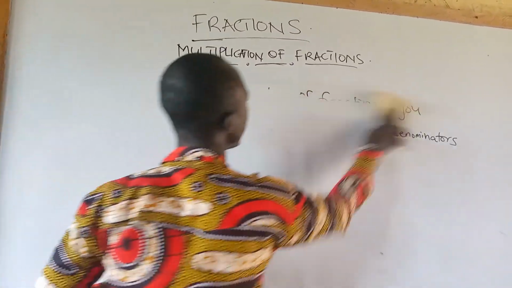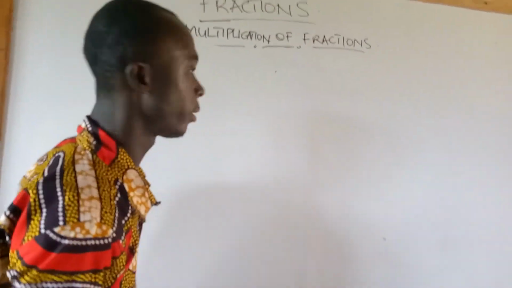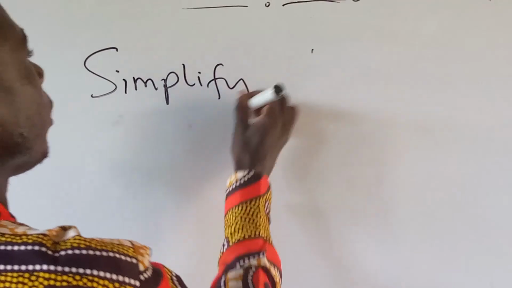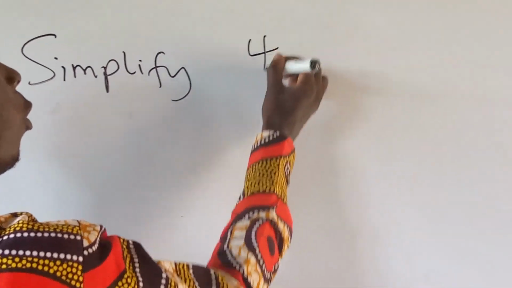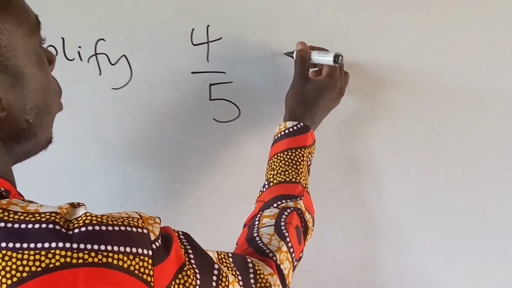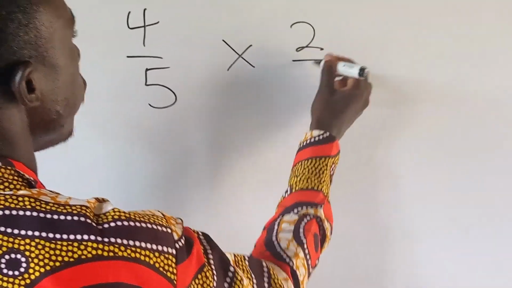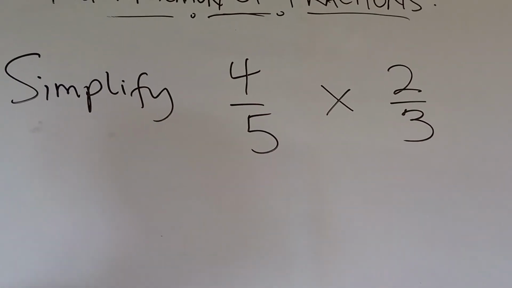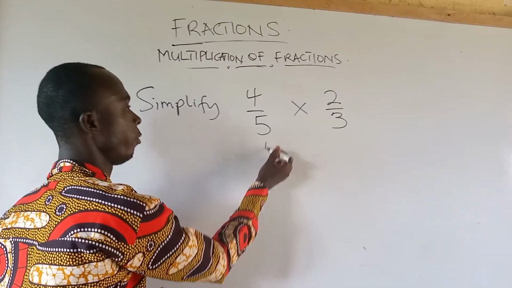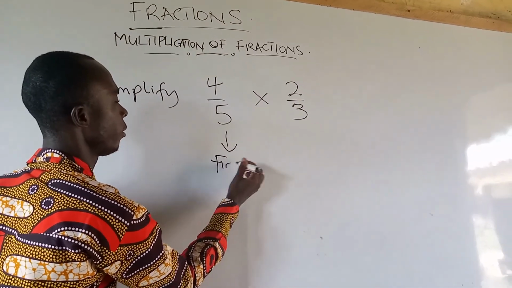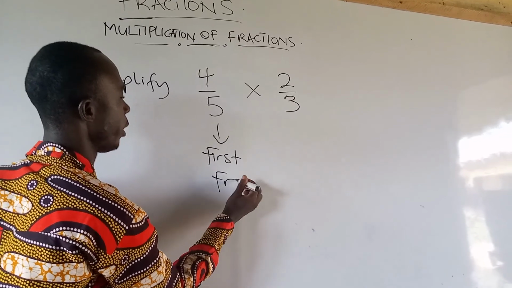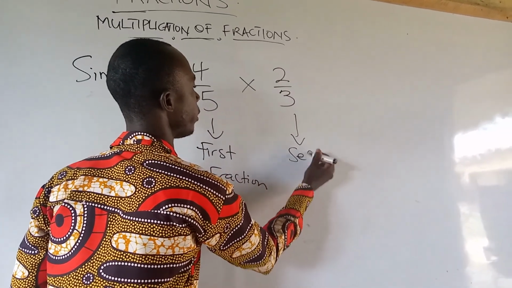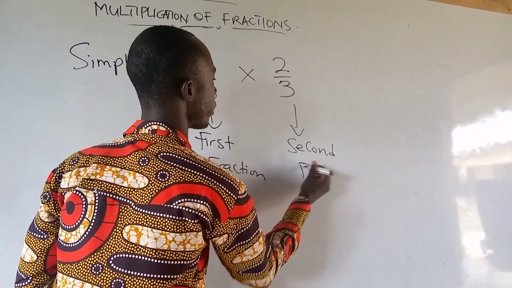Example 1. Simplify 4 over 5 by 2 over 3. This is the first fraction, and this is our second fraction.